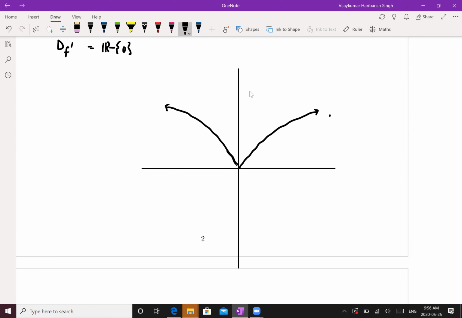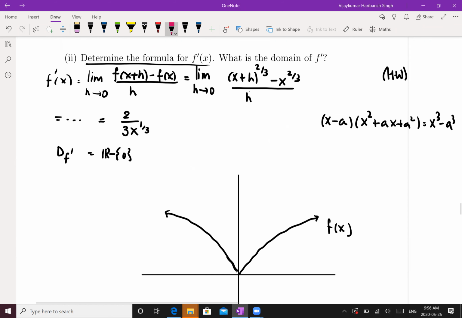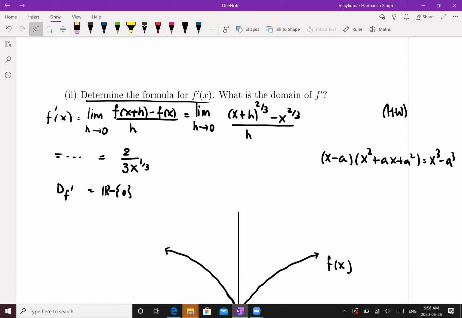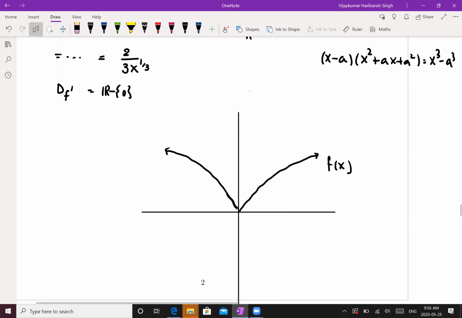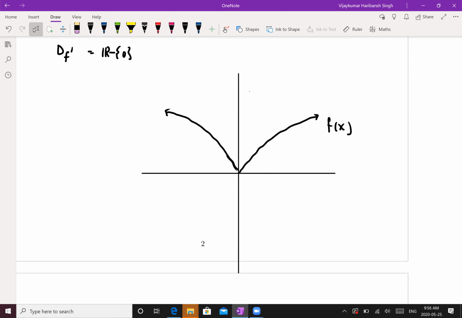So this is the f of x graph. I'll draw the derivative graph on top of this here. So the derivative graph actually looks like 2 by x to the power 1/3, which almost looks like 1 over x, and you'll see that that is going to be a graph like that. Yeah. So this red graph is your derivative graph.